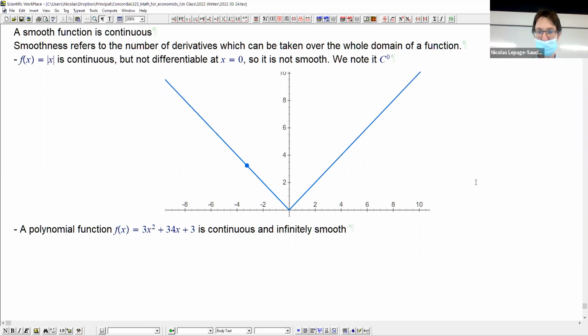So we note it. Because we can take it, it can be differentiated over the domain an infinity of times.